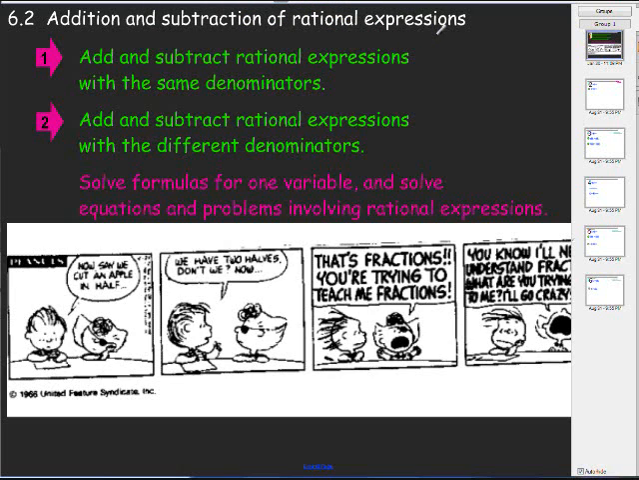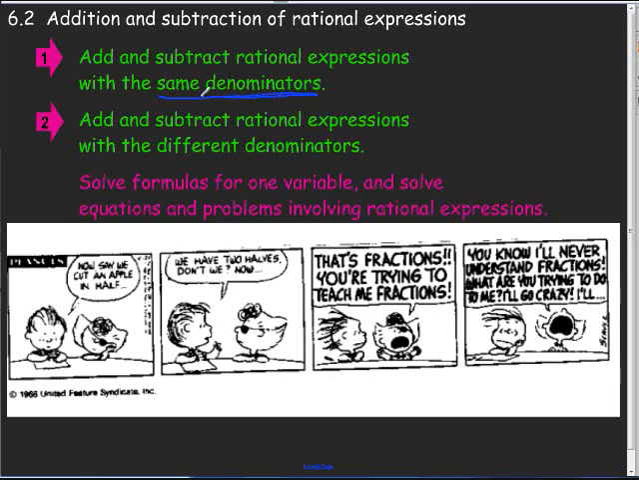Adding and subtracting rational expressions is considerably more complicated than multiplying them. That's because we have to have like terms in order to add and subtract. Like terms require that the denominators be the same. So we're going to look at some where the denominators are the same. That will be very quick and easy for us. This is where the challenge comes in, when you have to find the common denominator.